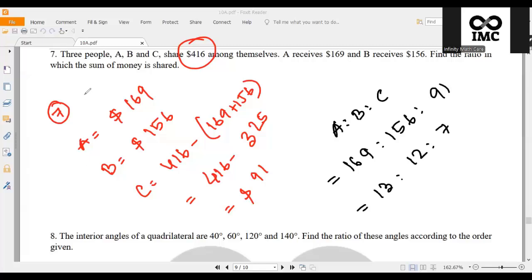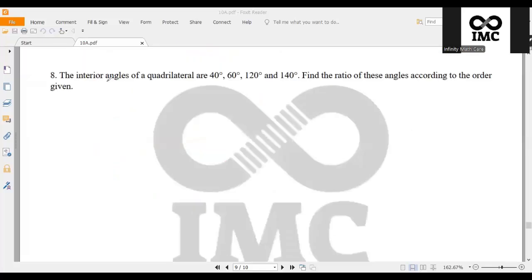Now question number 8. Question number 8 says the interior angles of a quadrilateral are 40, 60, 120, and 140. Find the ratio of these angles according to the order given. So by using the same order, we can say 40 degree is to 60 degree is to 120 degree is to 140 degree.